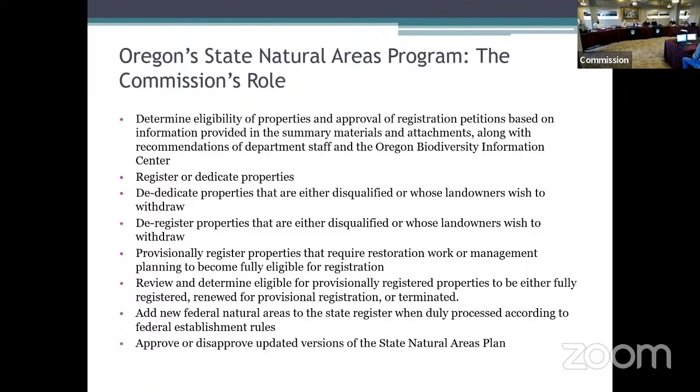Provisional registration of properties is another thing, and we'll talk about this tomorrow. Provisionally registered properties have some value judgments there about whether or not the site as proposed meets the intent of the natural areas program and is worthy of the seal of approval. And to review and determine the eligibility for provisionally registered properties to be renewed or terminated after a 5-year period of provisional registration. And to add federal natural areas to the state register when they are established by a federal due process. And then lastly, to approve or disapprove updated versions of the state natural areas plan. And that's probably going to be coming soon since our last one was from 2015.